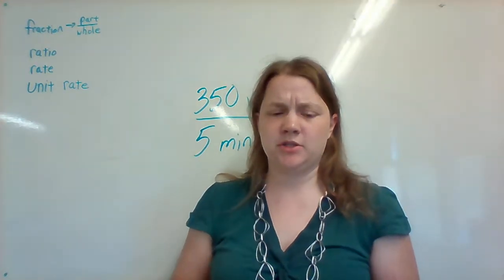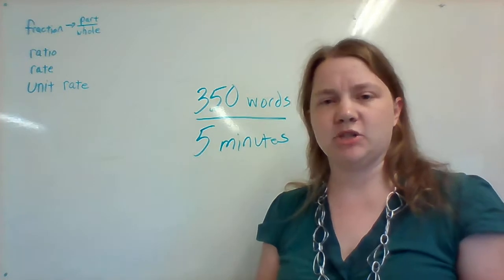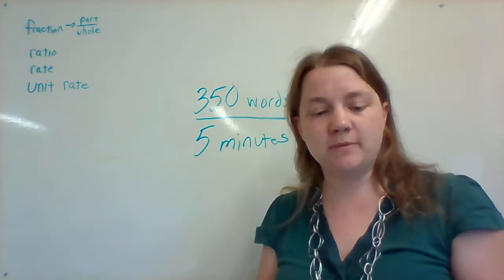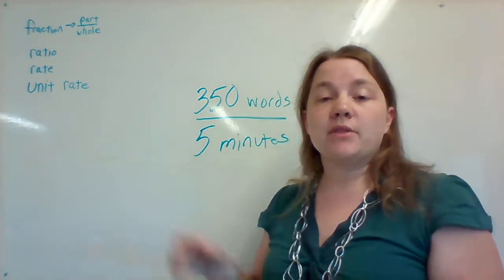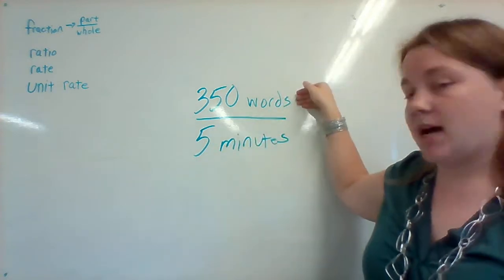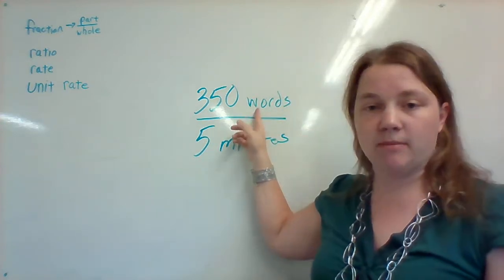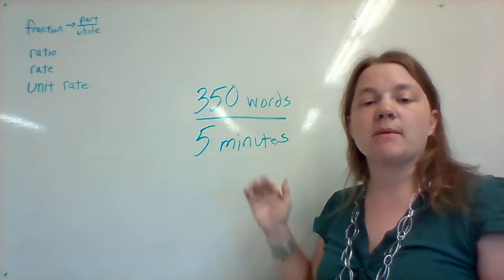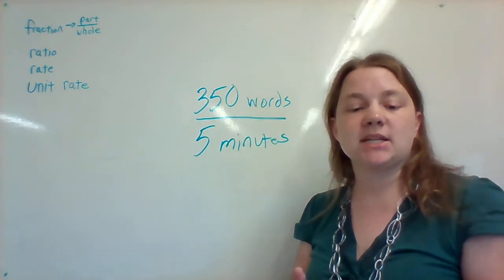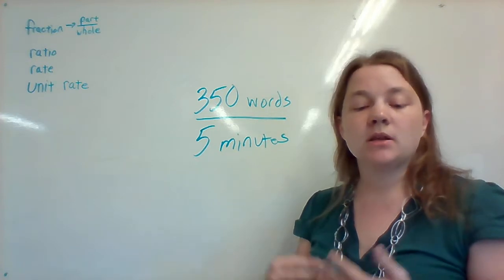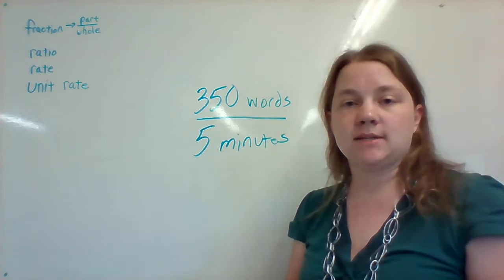Some of them were big words too. I had to go back and make some changes. I had 95% accuracy, which isn't too bad. This is a rate right here. The top number and the bottom number mean different things. The top number is talking about how many words I typed. The bottom number is talking about how many minutes it took me to type them. So that's what a rate is.